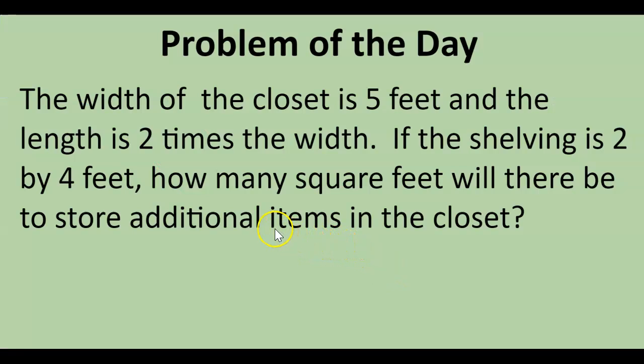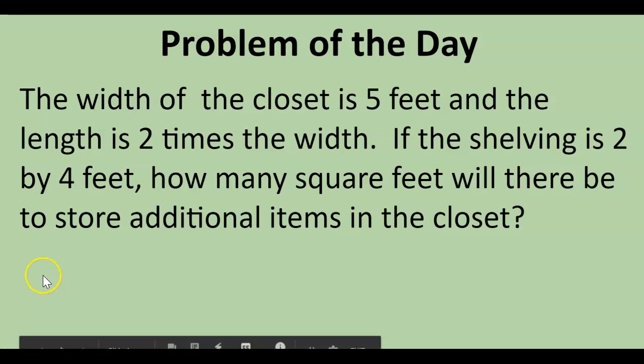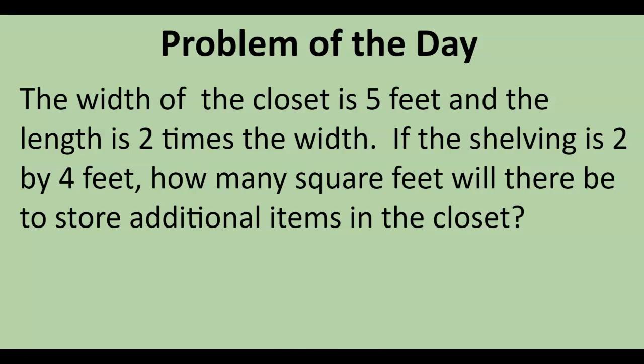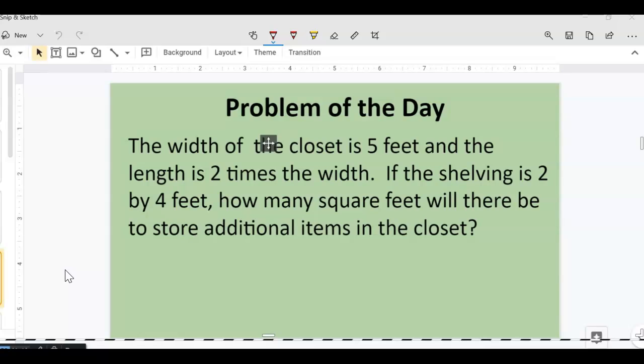And we have a problem of the day. The width of the closet is 5 feet and the length is 2 times the width. If the shelving is 2 by 4 feet, how many square feet would there be to store additional items in the closet? All right, so we're going to pause and I'm going to give you a chance to read over it and to open up your math notebook and to go ahead and try to solve it on your own first. Okay, so you've had a few minutes to think about this particular problem.